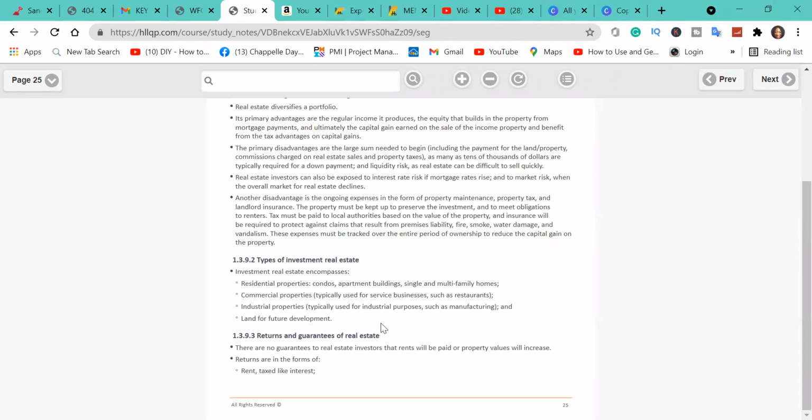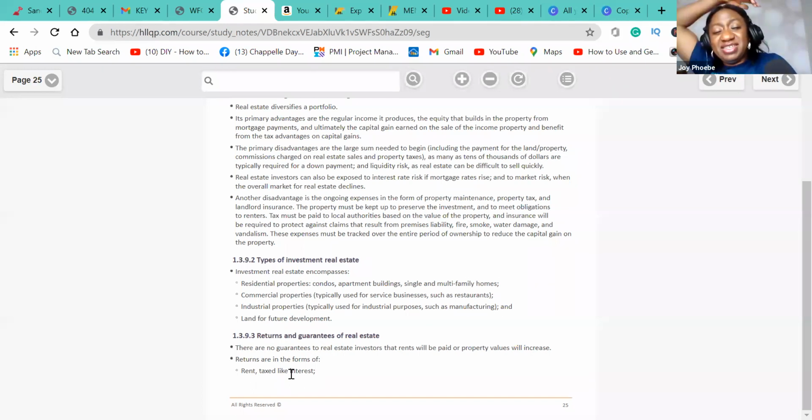Then the third form of investment we can do with real estate is industrial properties, typically for industrial purposes such as manufacturing. And of course, land. You can invest in land. Maybe you go to a far place where there's no civilization yet. You get the land for close to nothing, for future development, and you hold it for maybe the next 10 years. You are waiting for your millions. You wait patiently, and then one day, boom.